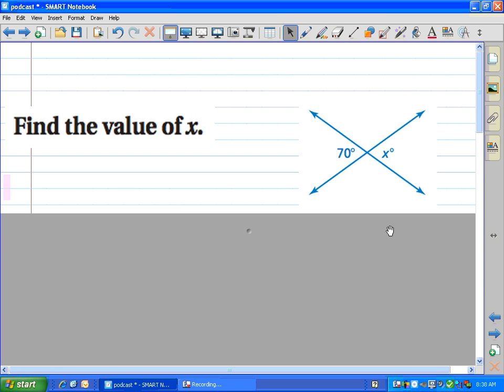All right, find the value of x. Well, this one should be very easy, guys. Not a whole lot of work to do, if any. I'm thinking I have intersecting lines. Intersecting lines form vertical angles. Vertical angles are across from each other. Vertical angles are congruent. Nice vocabulary word. Congruent means equal. So in this case, if this is 70 degrees, x has to be 70 degrees. They are congruent or equal to each other.